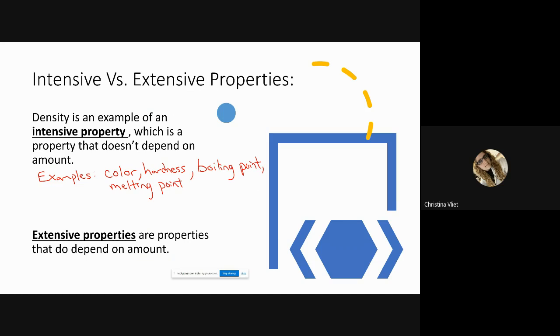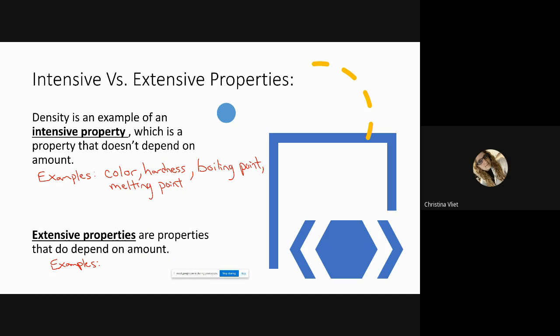And so these are examples of properties that are always the same for a material based on the material's identity. And so what's the difference between that and an extensive property? An extensive property does depend on what I have. And so there's actually very few extensive properties. I'll give you some examples. And we are predominantly going to be measuring extensive properties today.